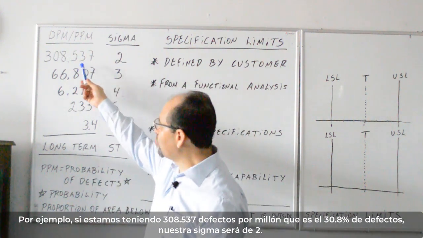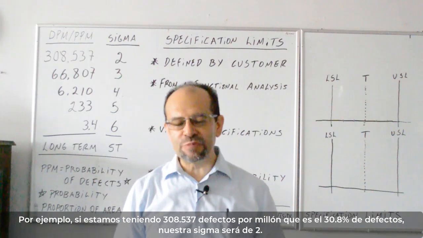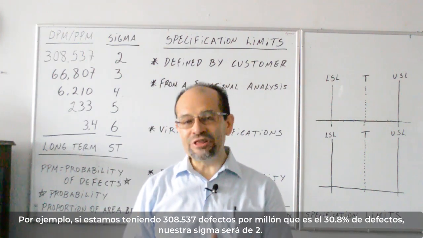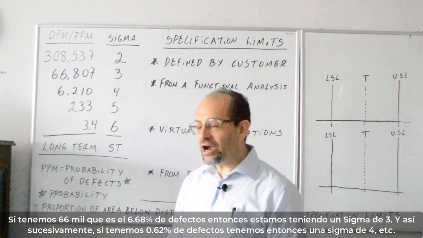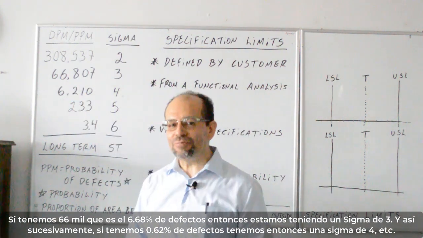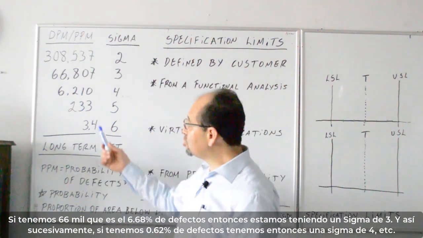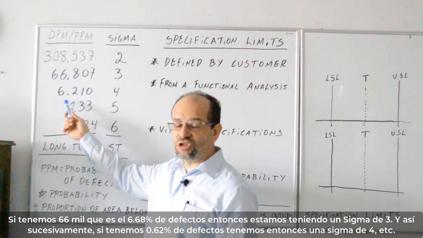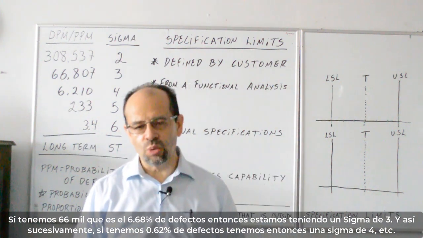As you can see here, for instance, if we are having 308,000 defects per million, which is 30.8% of defects, our sigma is 2. If we are having 66,000, which is 6.68% of defects, then we are having a sigma of 3. And so on. If we are having 0.62% of defects, we are having a sigma of 4, and so on.